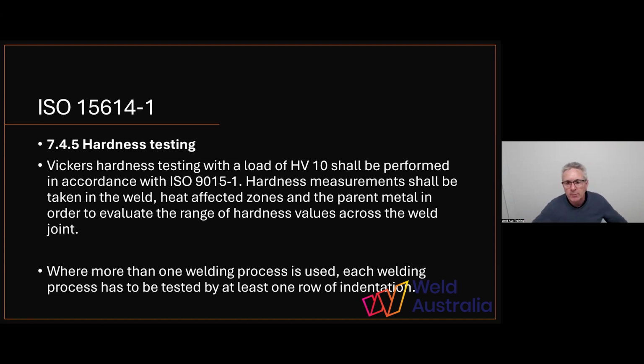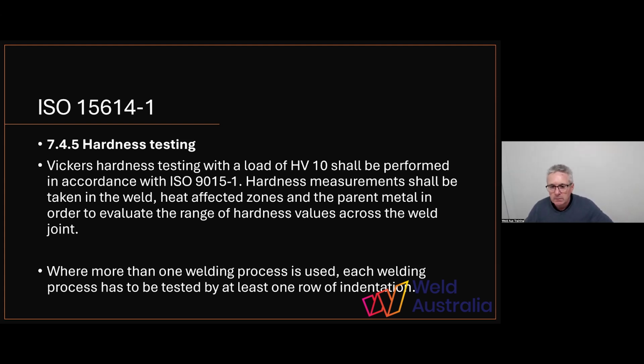Where more than one welding process is used, each welding process that has been tested at least 1 row of indentation. So naturally, when you're looking at a hardness test, they'll often do a macro, and then they'll do the parent metal, the heat affected zone, and the weld metal. And if we've got multiple processes in there, let's say we've got 2, they're saying there we've got to have at least 1 row in each welding process.